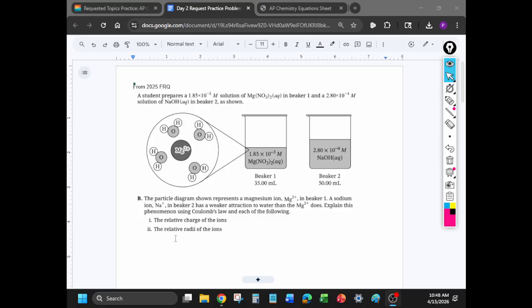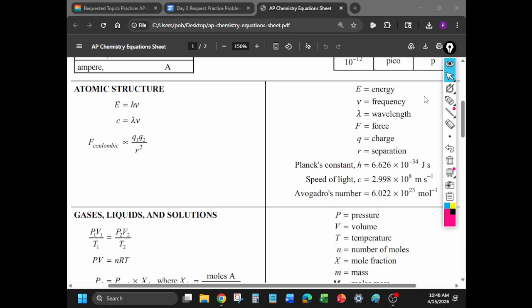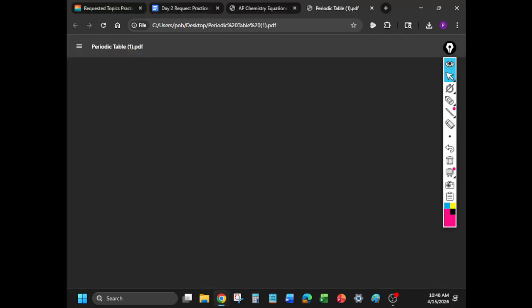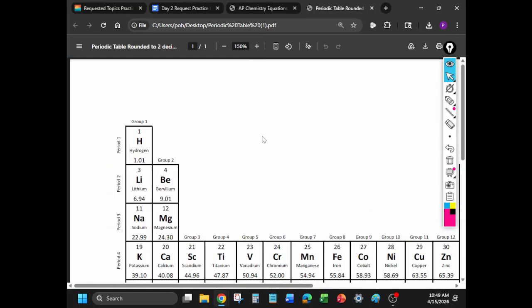Okay, so we take a look at number 2. It's talking about the relative radii of the ions. So radius has to do with the size, right? So what we're going to be doing here is comparing the size of the ions. So we're going to be looking at Mg2+ and Na+, and that's what we're going to incorporate into Coulomb's law, which makes sense because Coulomb's law has a variable for size, which is r, radius, right? That's half of the diameter. So let's take a look at our periodic table, and we're going to look at Mg and Na and compare them.